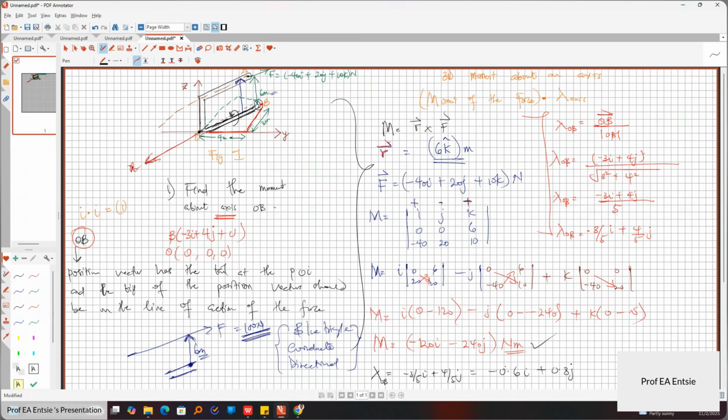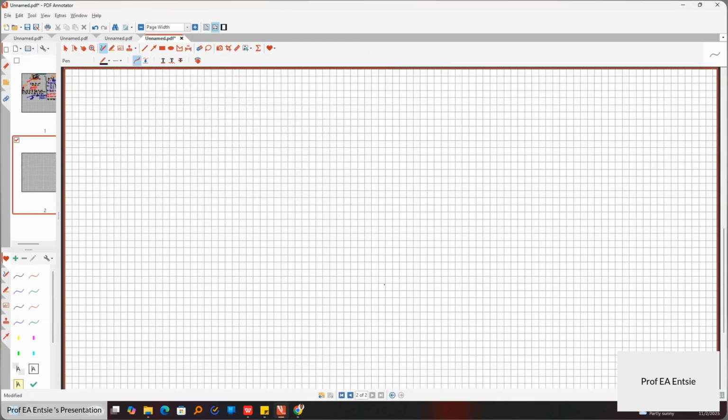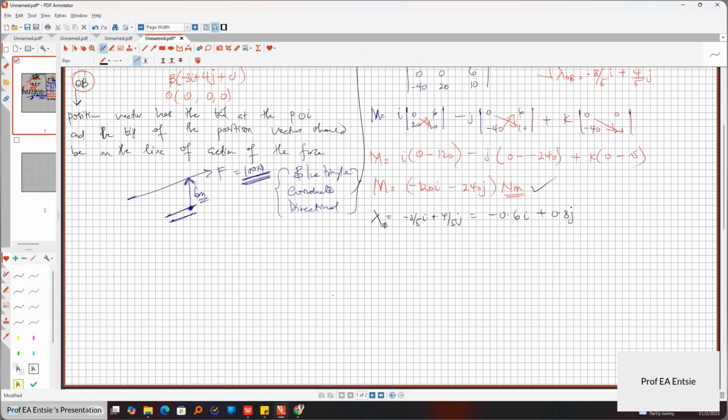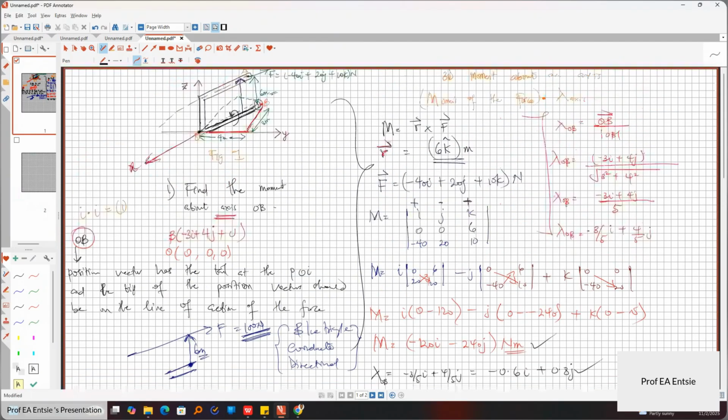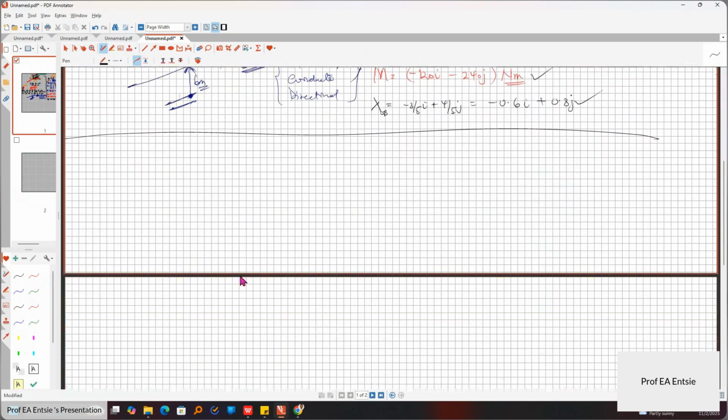Alright, so now let's move on and let me create another page. So we'll continue down here. Now I'm getting the moment and the unit vector. We've gotten the moment and the unit vector. So now we're going to dot them, because that's what the formula says. After you've gotten the moment, we dot it with the unit vector. So it will be M dot lambda OB.